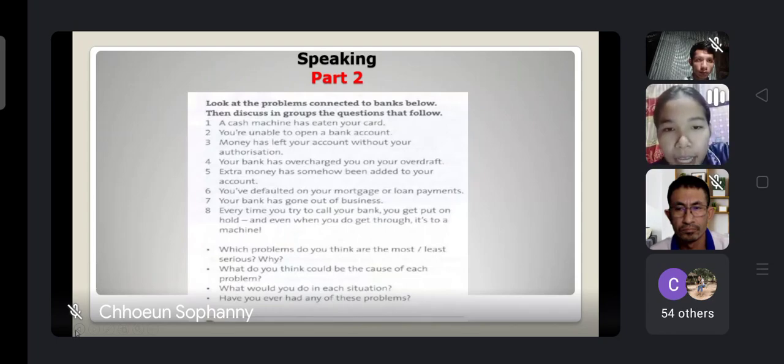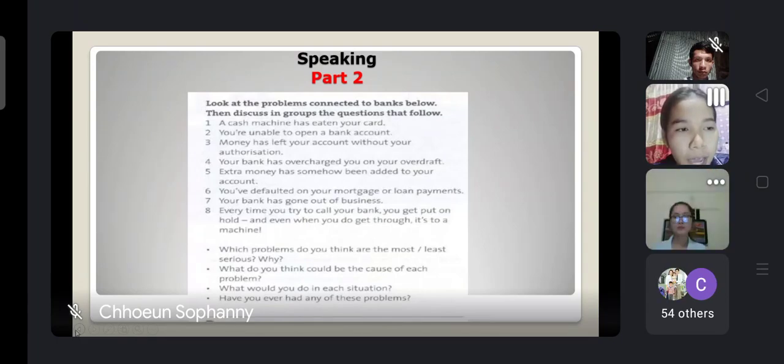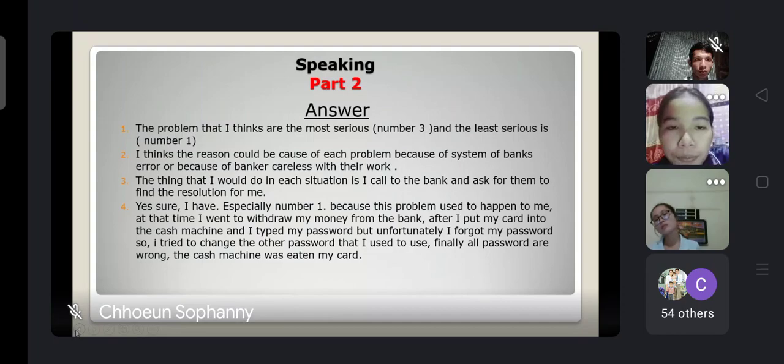So here we have four questions. Which problems do you think are the most and least serious, and why? The second question, what do you think could be the cause of each problem? The third question, what would you do in each situation? Four, have you ever had any of these problems? So let's move to the slide with the study of you.